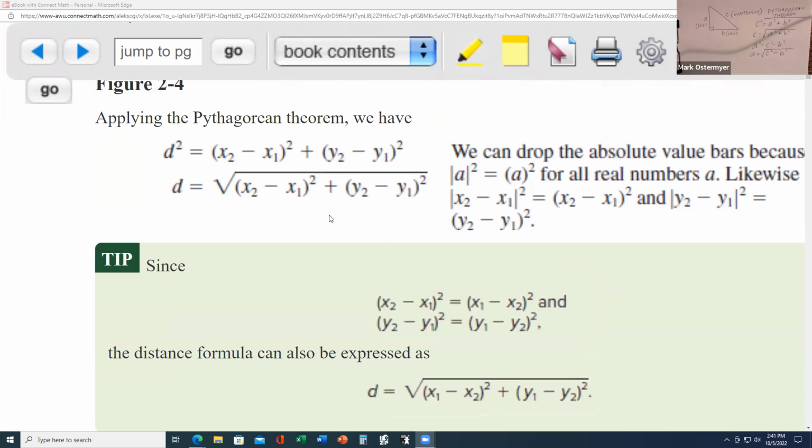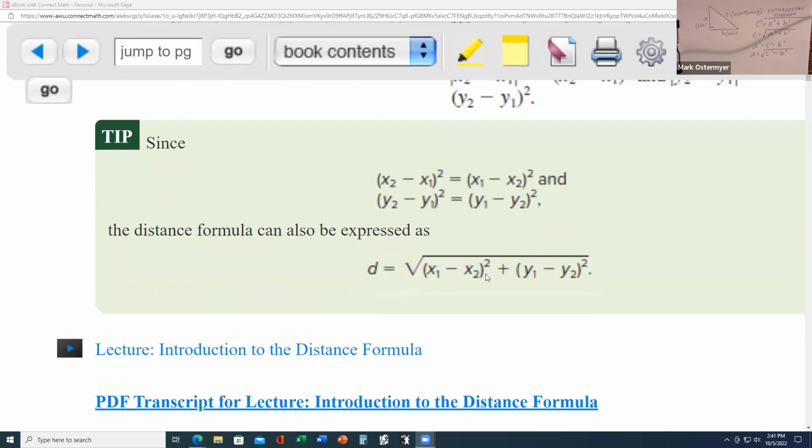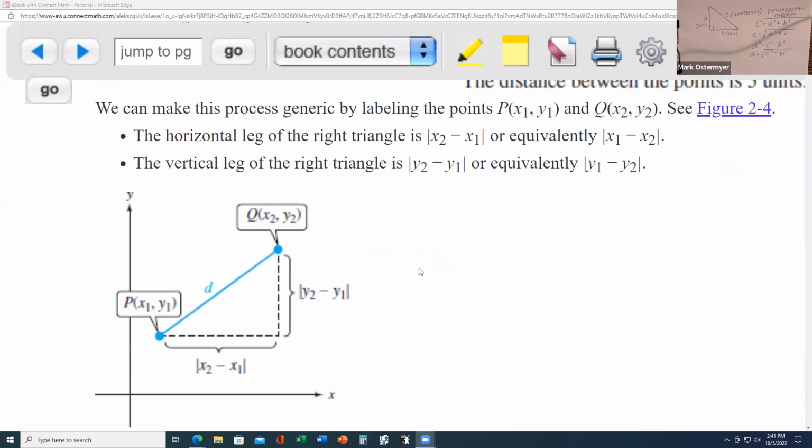All right. And why did we drop the absolute value symbols around these differences? Well, because we don't need them. Because when you square a difference, it's always going to come out as a positive. So we don't really care if this difference is positive or negative anymore, because we're squaring the difference anyways. All right, so that's called the distance formula.